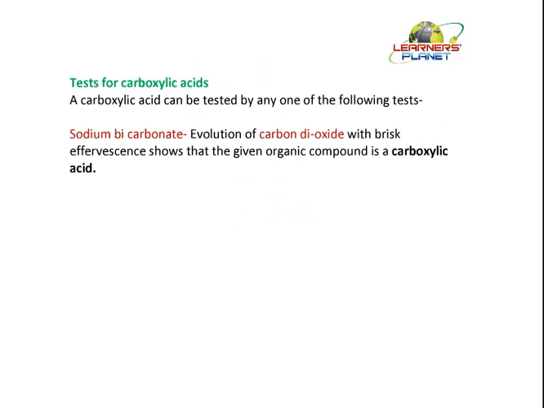Now let's take up the tests for carboxylic acids. A carboxylic acid can be tested by any one of the following tests, like with sodium bicarbonate. What happens? Carboxylic acid reacts with sodium bicarbonate, forming its sodium salt and water, and it gives out a brisk effervescence of carbon dioxide. So evolution of carbon dioxide with brisk effervescence shows that the given organic compound is a carboxylic acid.